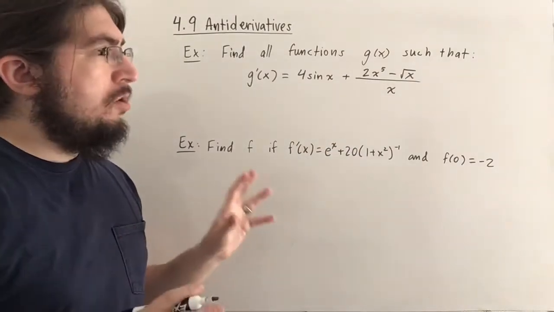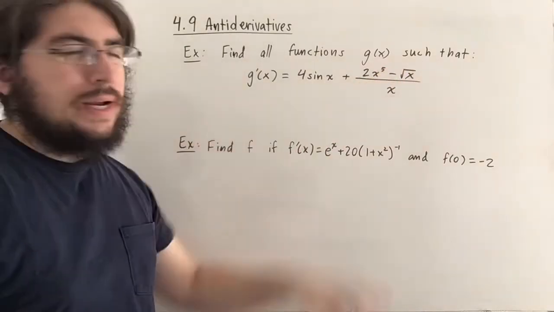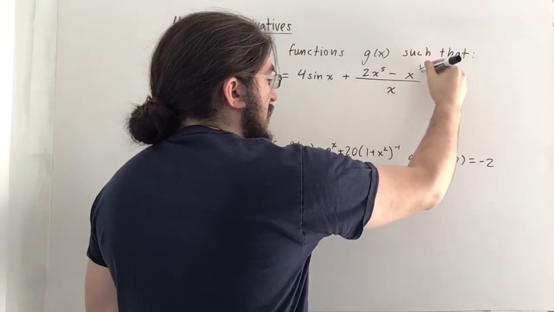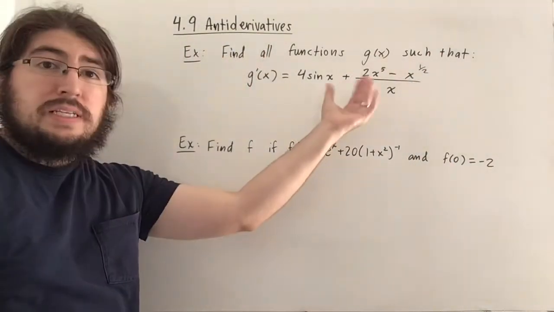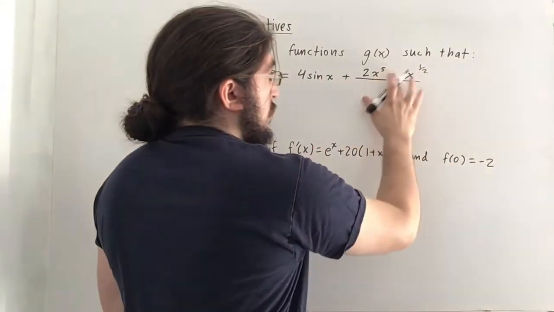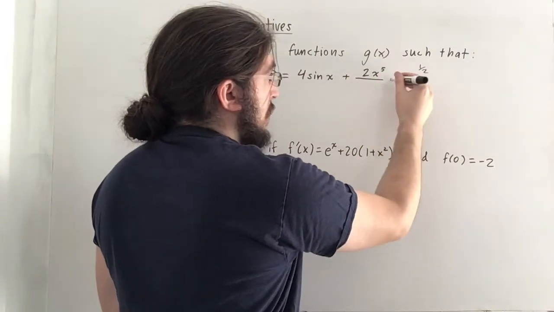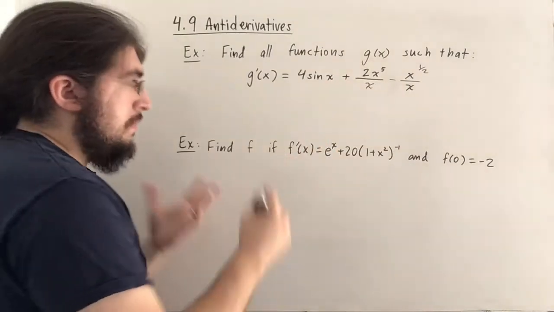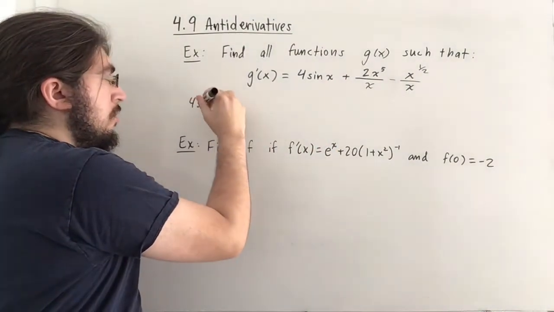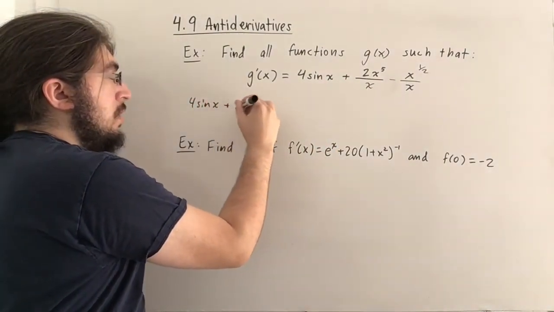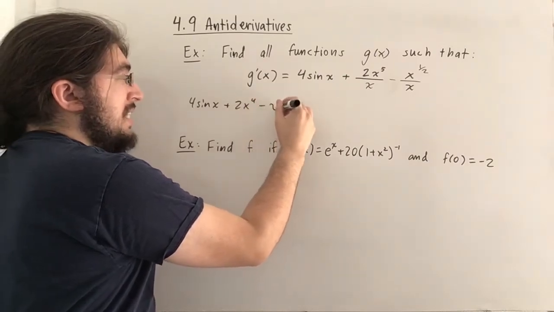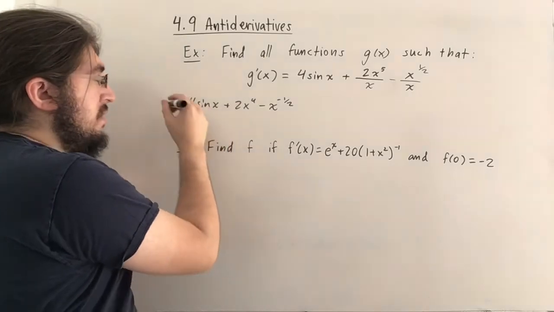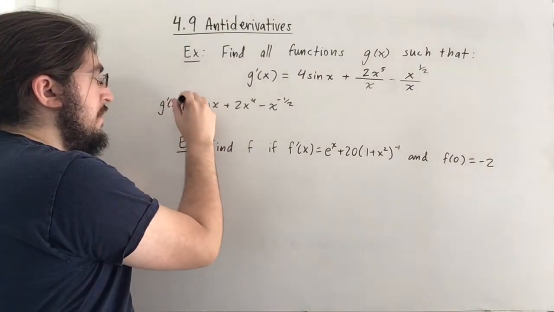But one thing you can notice right away is that this radical x may be bugging us. So I'm going to change that, if you don't mind, to 1/2 power, like we're kind of used to for derivatives. And then you may notice that if we split this fraction up as the first over x minus the second over x, then we can actually rewrite these as powers each. So we get 4 sine of x plus 2x to the 4th, and then minus x to the -1/2. Now here we can find an antiderivative. So this is still g prime of x.